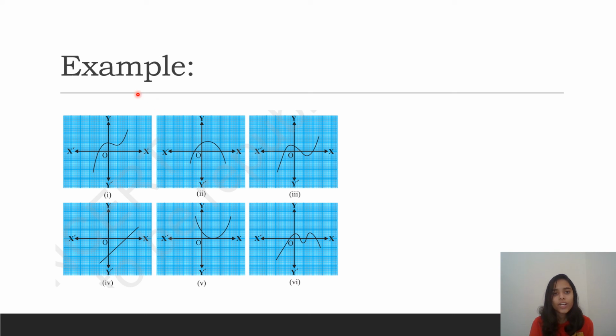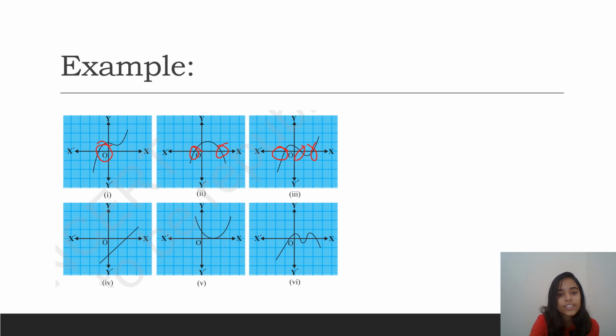Now let us try to understand using these graphs, using these examples. Here in the first graph, it cuts the x-axis at only 1 point. See here. So there is only 1 zero. But in the second graph, it cuts the x-axis at 2 points. So there are 2 zeros. Similarly, in this graph, it cuts the x-axis at 1, 2 and 3 points. So there are 3 zeros.